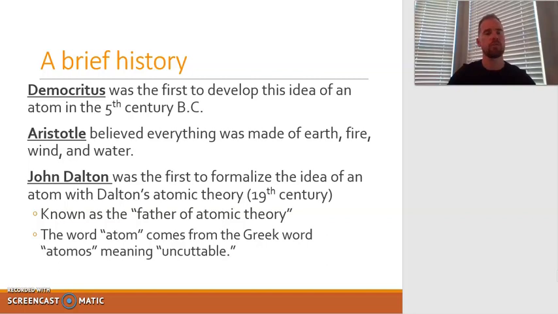Now, a little history. You don't need to know all the specifics, but it is good to know the names and general contributions of certain individuals. The idea of the atom was first proposed by a man named Democritus roughly around the 5th century BC. It was Democritus that came up with the idea that everything we see in our world was made up of these tiny things. Now, he didn't actually call them atoms. They wouldn't be called atoms until much later. But Democritus was the first to develop the idea of the atom.